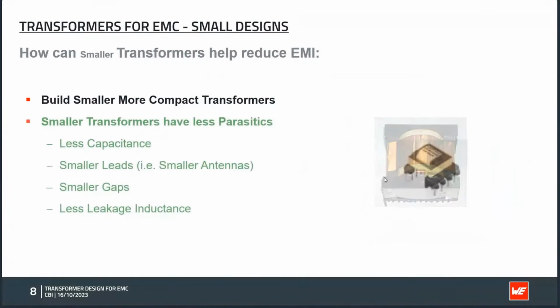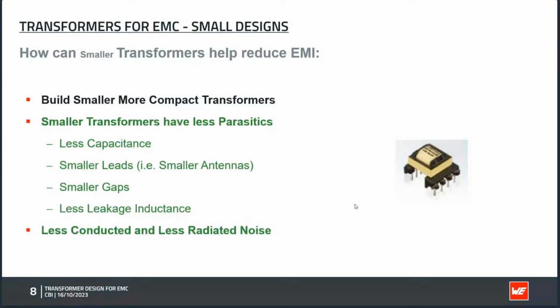A smaller transformer will have less capacitance because just the size is smaller, right? The interface between the windings is smaller. It will have smaller lead wires and even a smaller length of total wire inside the transformer. So we just have a smaller antenna. It has also a smaller gap in the ferrite if we talk about a flyback transformer with a gapped core. And in the end, this will also result in a lower leakage inductance. So overall, we expect less conducted and less radiated noise in a smaller transformer.